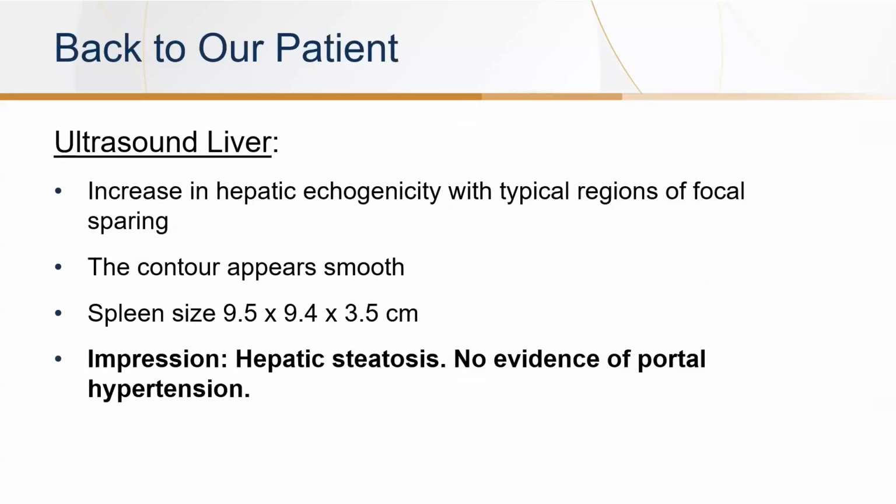So back to JP. His ultrasound did show increase in hepatic echogenicity with regions of focal sparing. The contour appears smooth, which is a nice finding. If it was nodular, we would suspect cirrhosis. Spleen is 9.5 by 9.4 by 3.5, which is not enlarged at this point in time. So the impression is hepatic steatosis with no evidence of portal hypertension.